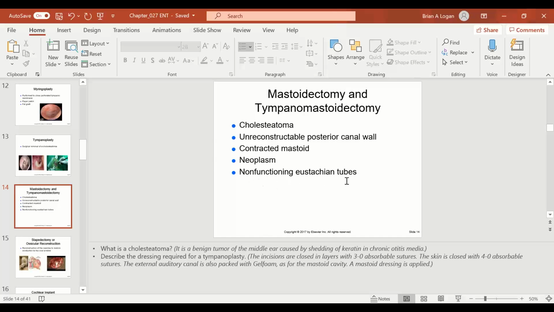A non-functioning eustachian tube could be that the tube itself is strictured off, or when you were born and developing, it was growing from the sinus and growing down from the ear, but they just never connected. So it never actually became a full tube.